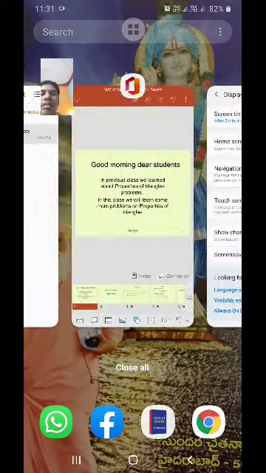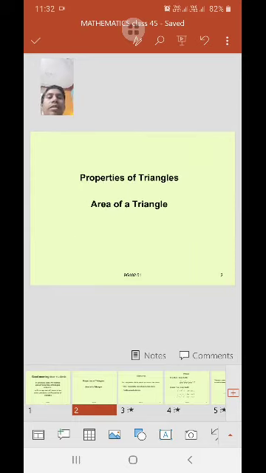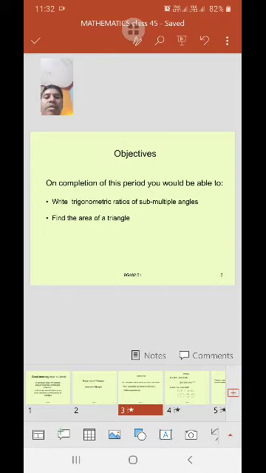In the previous class we learned about properties of triangles, formulas and problems. In this class we will learn some more problems on properties of triangles. Area of a triangle. Objectives. On completion of this period, you would be able to write trigonometric ratios of submultiple angles and find the area of a triangle.